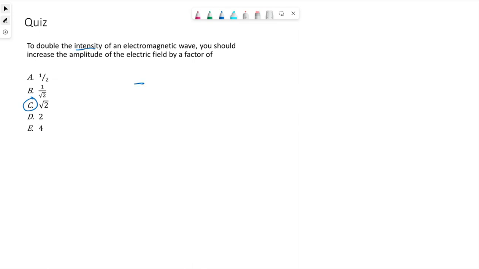So intensity is the same thing as the S average. If I look on the test notes, one way we can write S average is in terms of the maximum or peak electric field, which also means amplitude of the electric field. So if I want the left side to double by changing E, if I want to get 2 times all of this original stuff, I'm going to ignore these constants in front. I'm not changing those. That's just part of the equation.